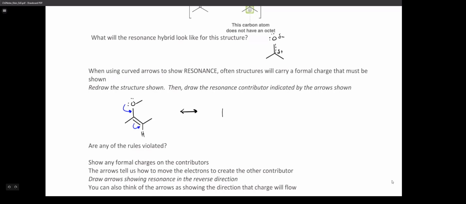So let's start from the top. This arrow is telling me the lone pair is becoming a pi bond. Does that make sense? That's what this arrow is saying. The electrons are going from a lone pair to a pi bond. These two electrons didn't do anything.